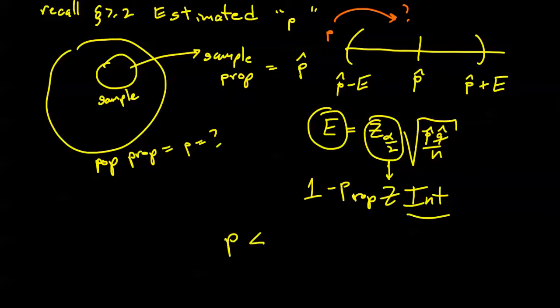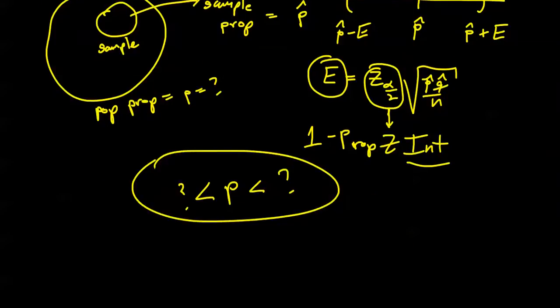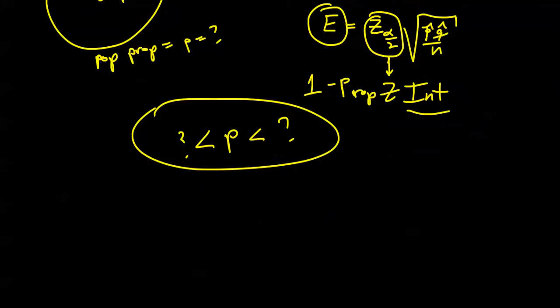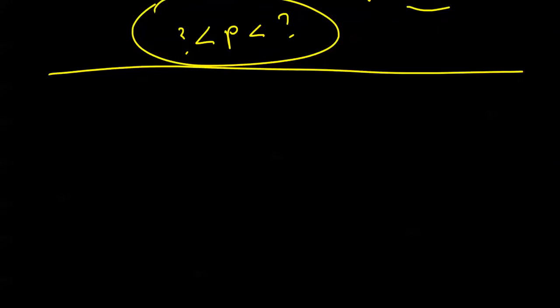Alright, recall our final answers for this section look something like this: a double-sided inequality indicating high and low bounds for our estimate of little p. So that's what we did in 7.2. And in 7.3, I think we'll find the structure is largely the same, but we're going to be estimating a different quantity. In 7.3, we're going to be estimating not population proportions, but population means.